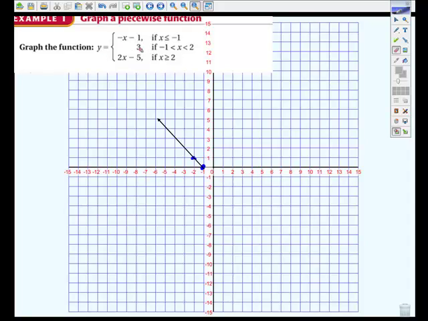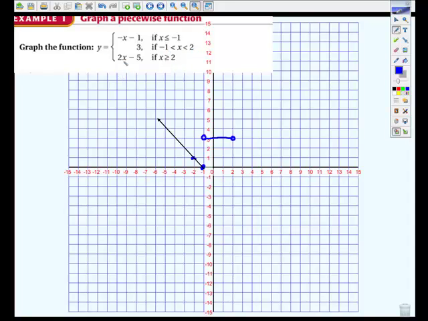Okay, y equals 3, which is a horizontal line, if x is between negative 1 and 2. So here's my horizontal line at 3, if x is between negative 1 and positive 2. So I just draw my horizontal line right here. And I have an open circle on each of these because it doesn't include the equality.